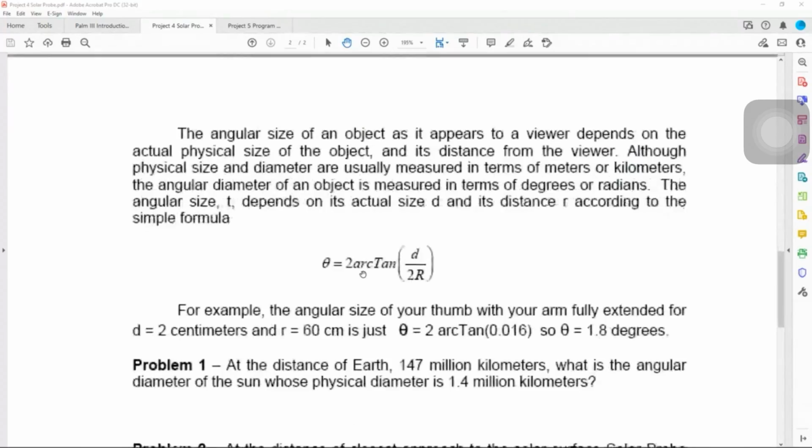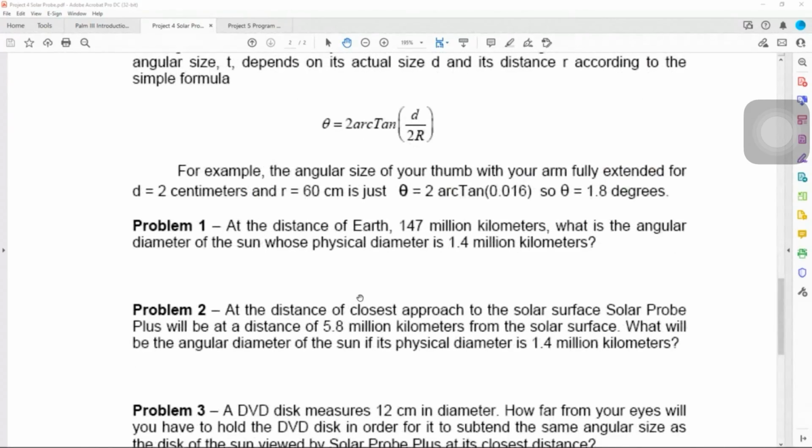So in this case, it was just a practice, right? But what they're telling you to do, and of course, it's all through MATLAB, not through a calculator, as far as the project is concerned. They're asking you to figure out what that angular diameter is, that means theta, when the distance is 147 million kilometers, that means R is 147 million kilometers, and the size of the object is 1.4 million kilometers.